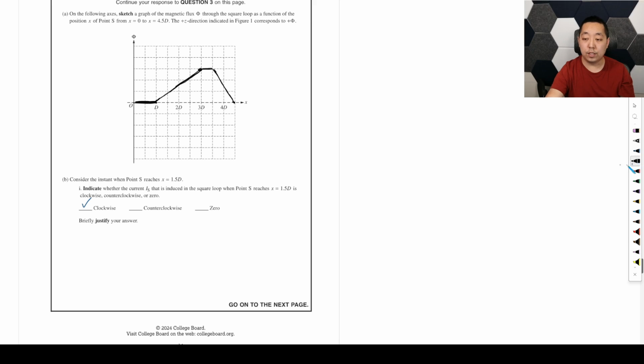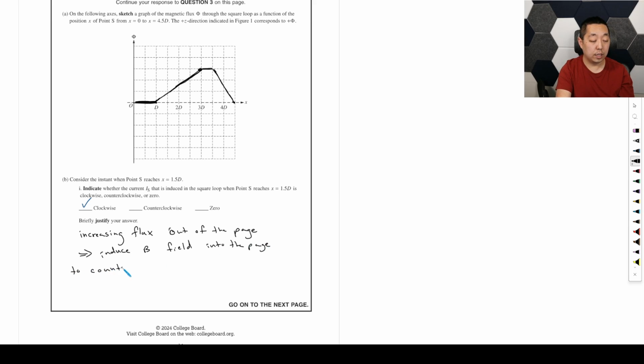And the justification for this is always going to be about Lenz's law. So there's increasing flux out of the page. And that implies we induce a B field into the page to counteract. That's Lenz's law. Thus, and then the right-hand rule, thus the I is clockwise.